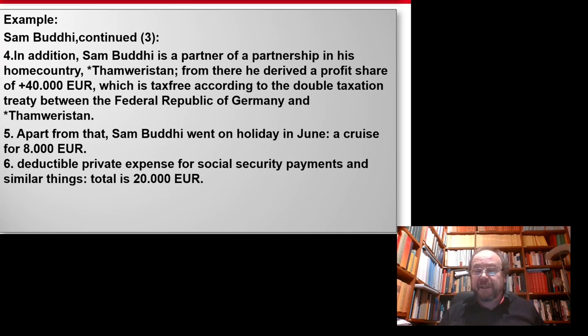Apart from that, somebody went on holiday in June, a cruise for 8,000 euro, and deductible private expenses for social security payments and similar things. The total is given as 20,000 euro, and that, ladies and gentlemen, is in all probability all what we have to deal with. So let's take the case and then slowly, one step after another, do whatever it takes.